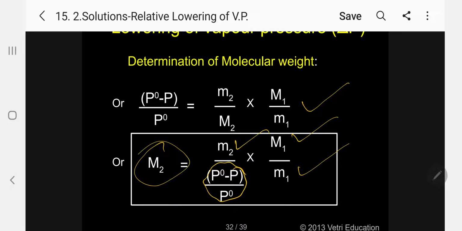Kindly follow. So now what we have known: we have taken a known quantity of solvent, a known quantity of solute, and the molecular mass of solvent we know. And if you measure the relative lowering of vapor pressure by some method, you can determine the molecular weight of any given unknown non-volatile solute.